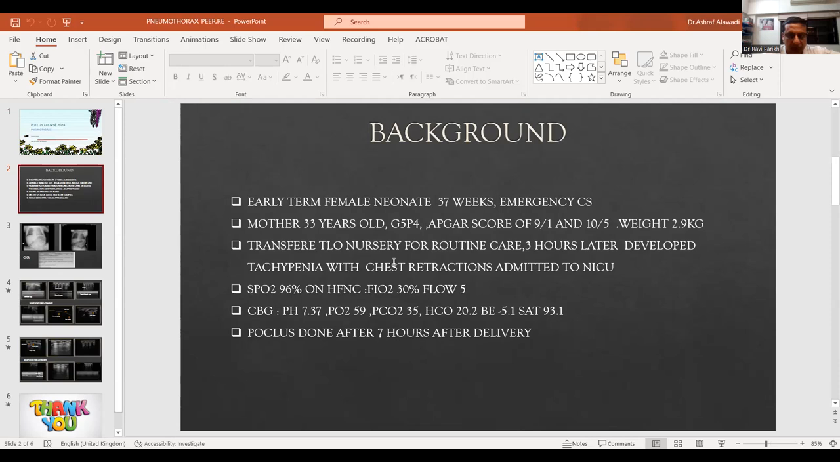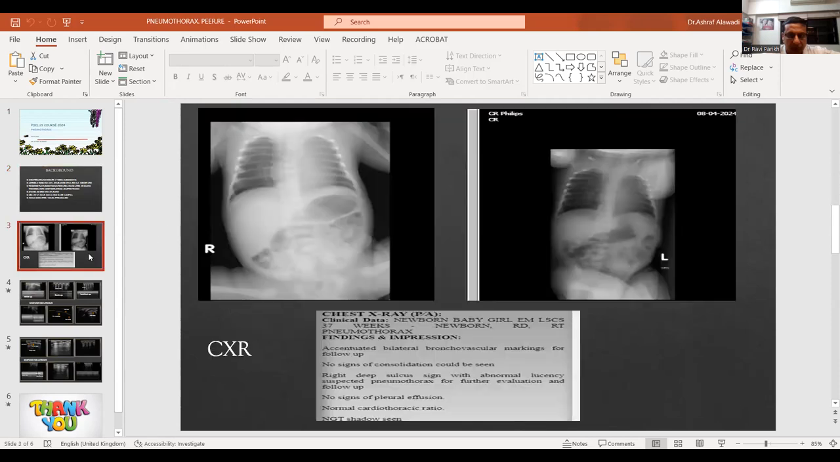Point of care ultrasound was done 7 hours after delivery. This is the X-ray. They cannot rely on it to say whether this is pneumothorax or not, with some areas of translucency here. I doubt whether this is pneumothorax or not. Even the report from radiology shows only a right deep sulcus sign, maybe suggestive of pneumothorax.